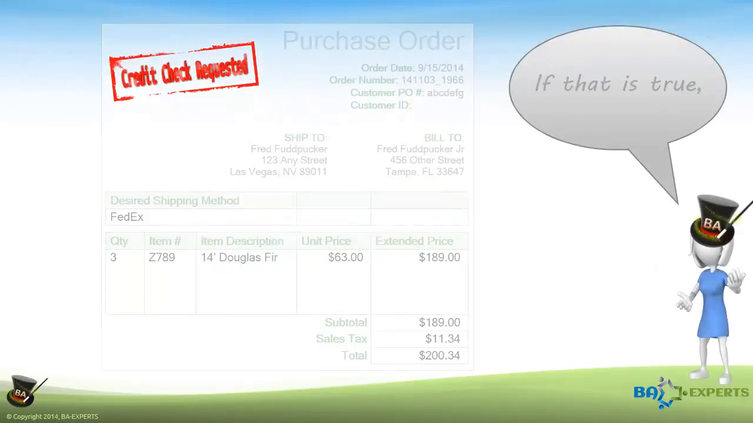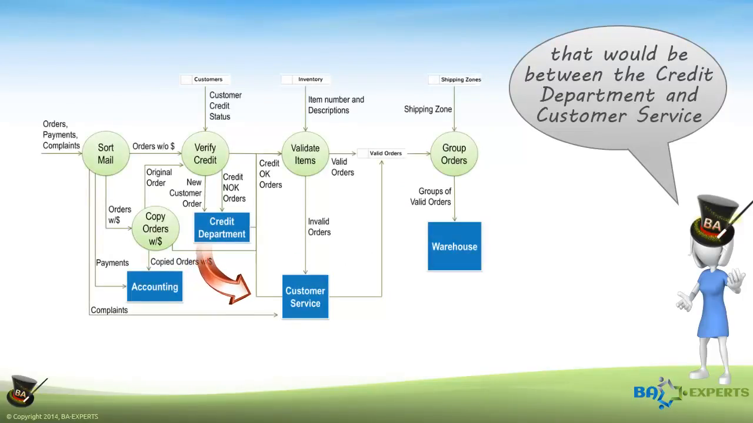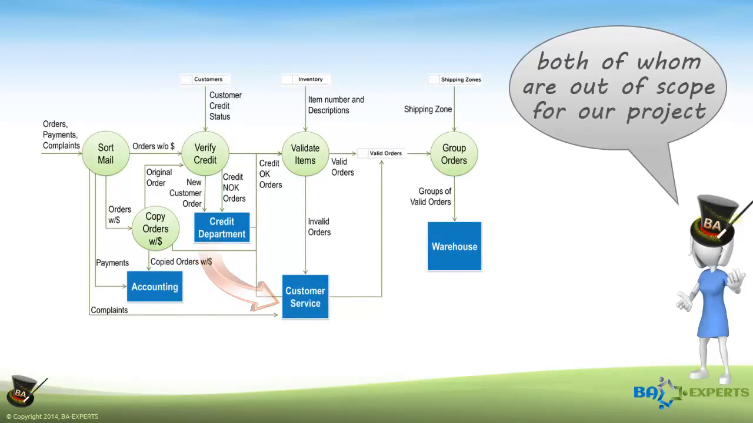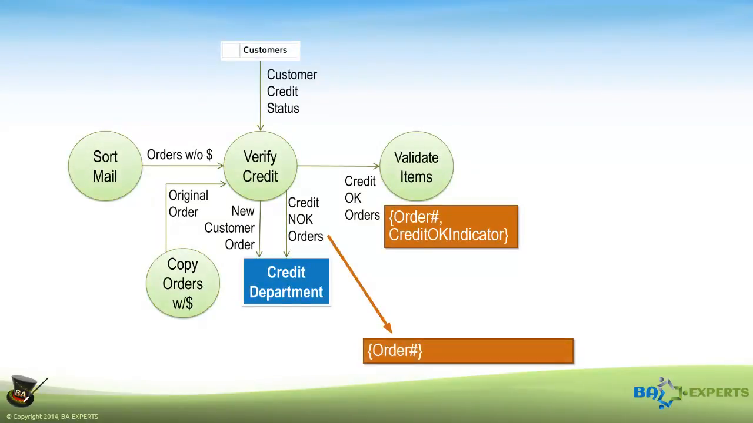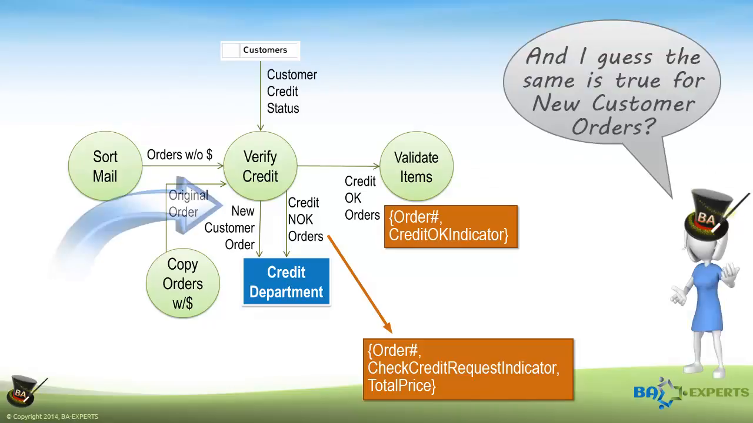If that's true, that would be between the credit department and customer service, both of whom are out of scope for our project, so we won't worry about those orders. I jot down order number, check credit request indicator, total price below the credit NOK orders label. And I guess the same is true for new customer orders, right?